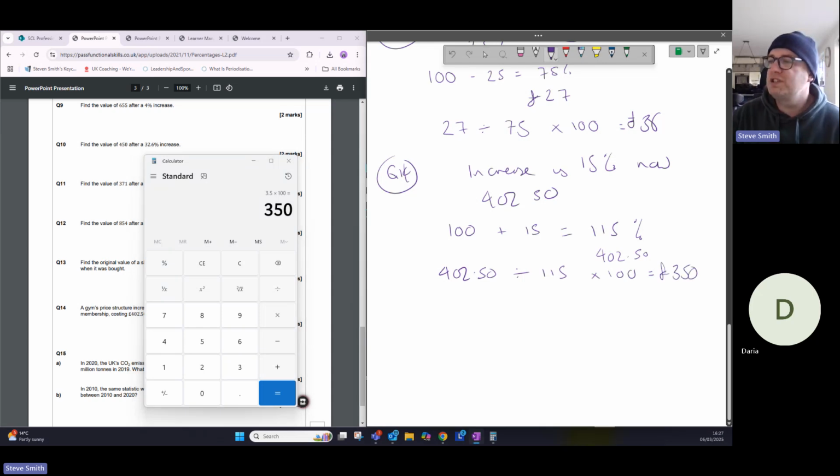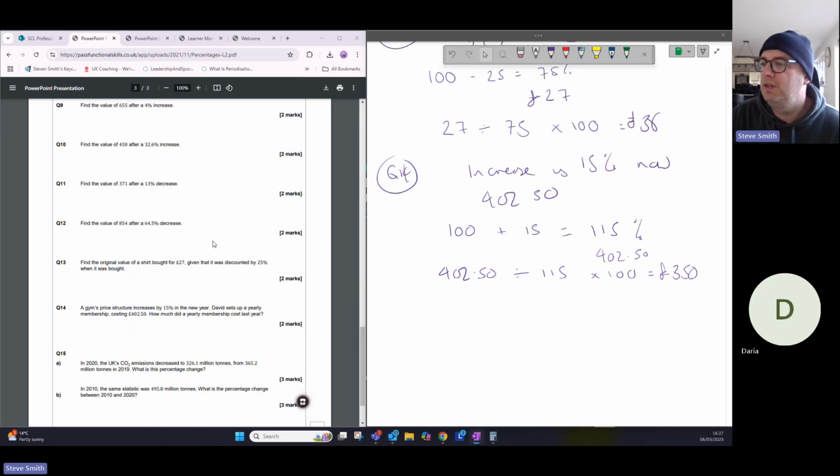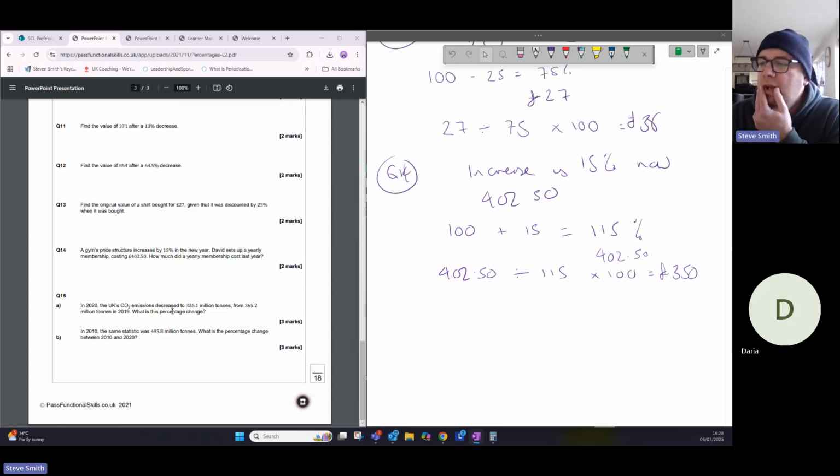Okay, so is the next question similar word problems, or is it getting something more difficult? Let's have a look. I've only got one question left. In 2020, in the UK, the UK's CO2 emissions decreased to 326.1 million tons from 365.2 million tons in 2008. What is the percentage change? These two are really good questions because, hold on, what? Okay, oh, that's the year after. I'm thinking, what? It's saying it's changed again.